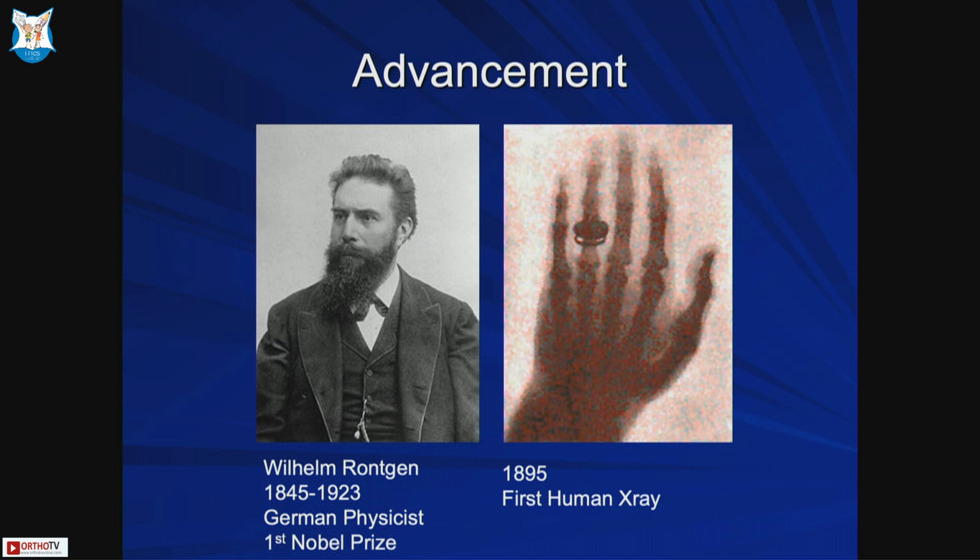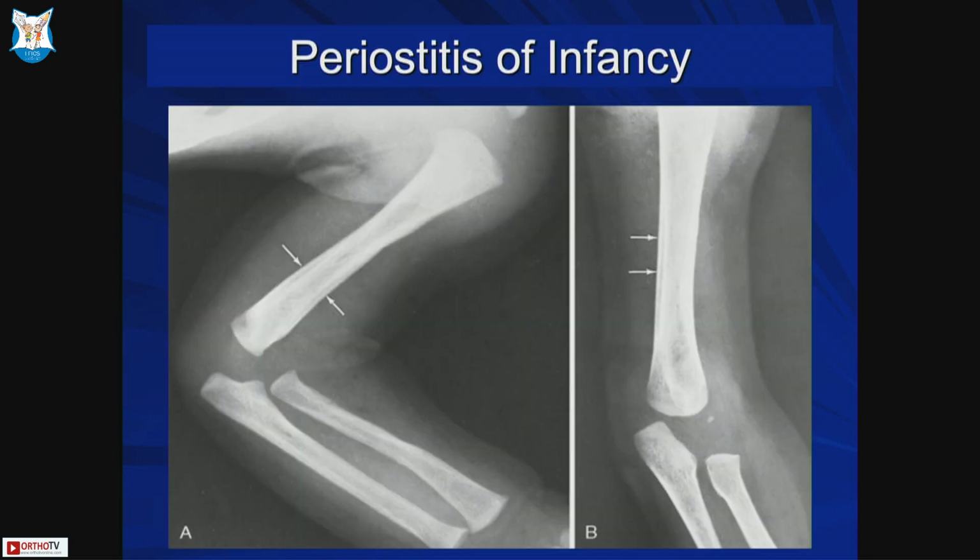So we have come a long way when it comes to x-rays. The first x-ray was 1895. That was Röntgen's wife, and it was an accidental x-ray. That's his wedding ring that you can see on the right side. This was the first human x-ray, and he won the Nobel Prize for it. And since then, there has been a lot of advancement in the field of radiology.